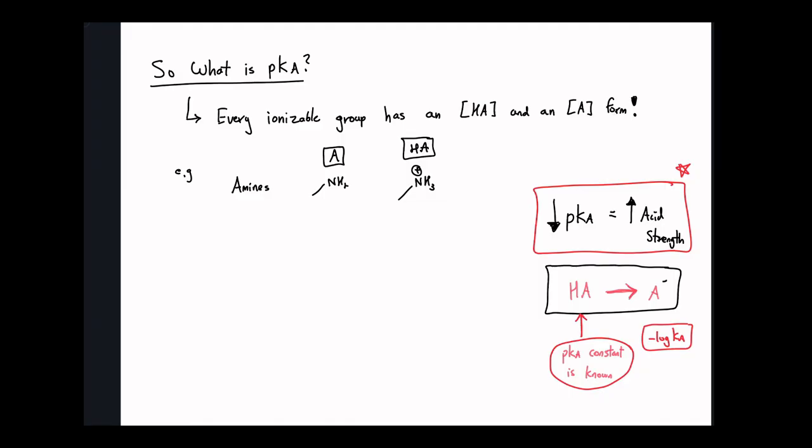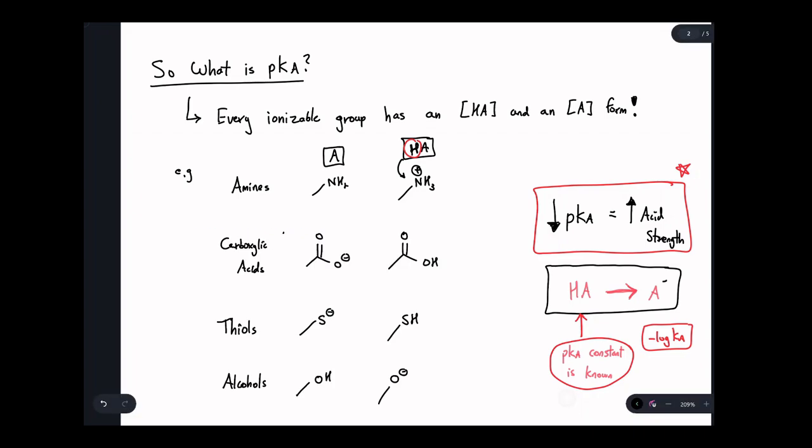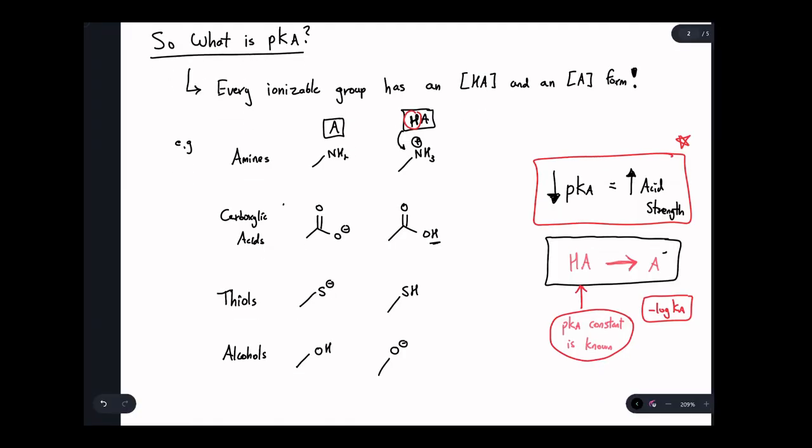Keep in mind that A will not always be negative and HA will not always be positive. In this case, the HA form, the form that has the extra hydrogen, is what we're focusing on here. The extra hydrogen is positive, but the A form is neutral. Looking at other functional groups, like carboxylic acids, the A form is going to be negative, where the HA form is neutral. The HA form has the extra hydrogen, the A form doesn't. For the thiols, same thing. The A form, in this case, is negative, doesn't have the hydrogen, here it does.